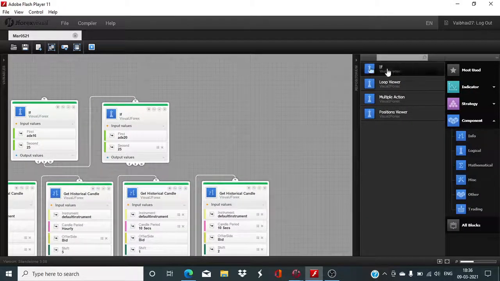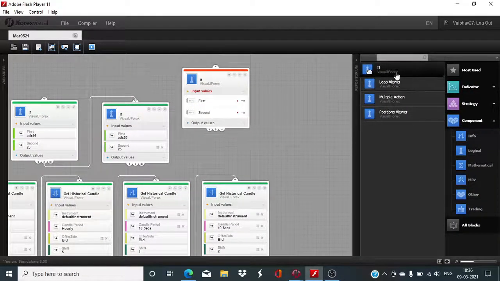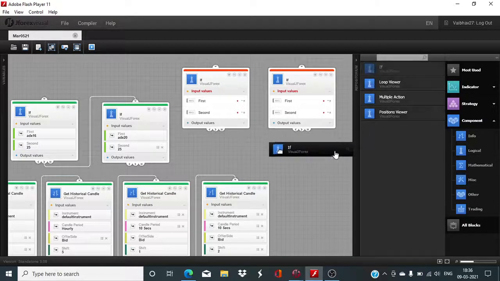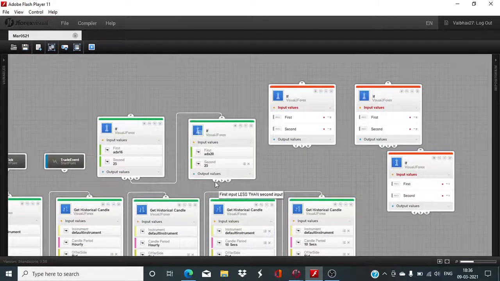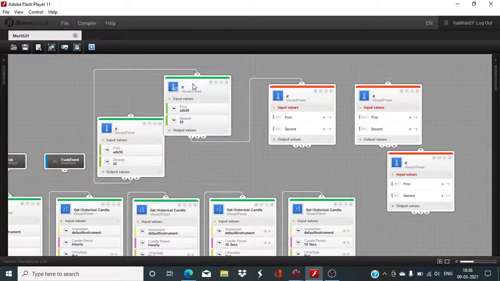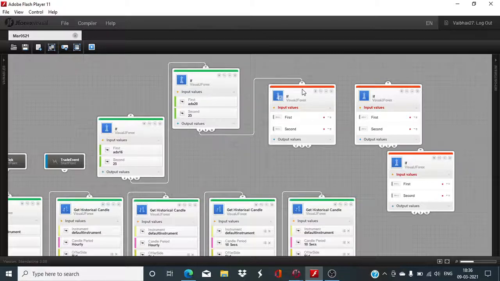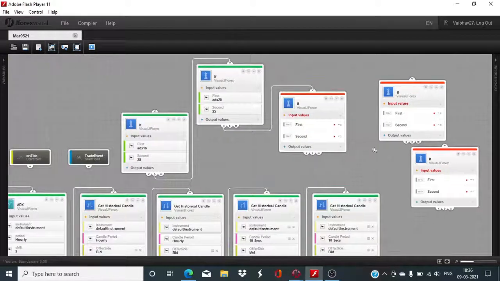We take more if blocks, 3 we will need. So first input less than second input. Alright.